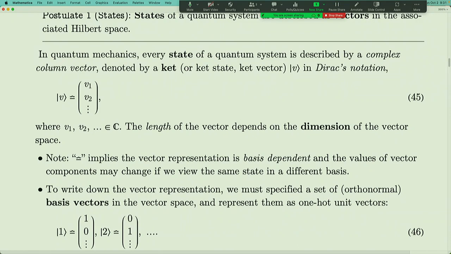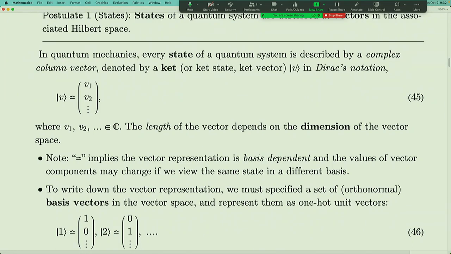You may notice that I use a very funny equality symbol. It's not the usual equal sign, which is two horizontal lines. There's a bump here, right? This kind of equal sign simply implies that the vector representation is basis dependent. What do I mean by basis dependent? Basis is your choice of coordinate system. Even if you have the same vector, choosing a different coordinate system results in different ways of interpreting its components in the coordinate system. So this kind of behavior is called basis dependent.